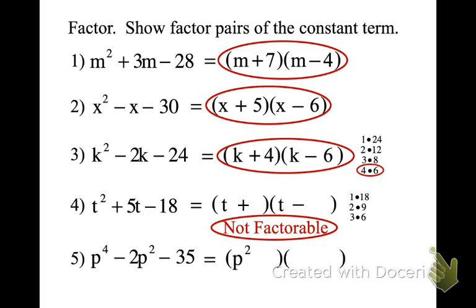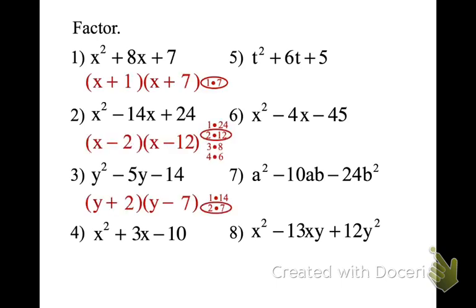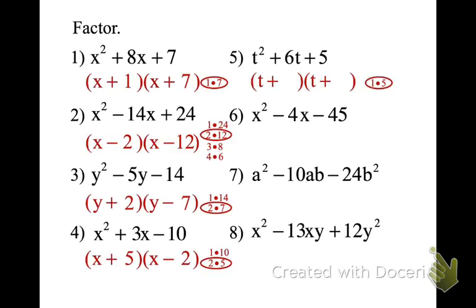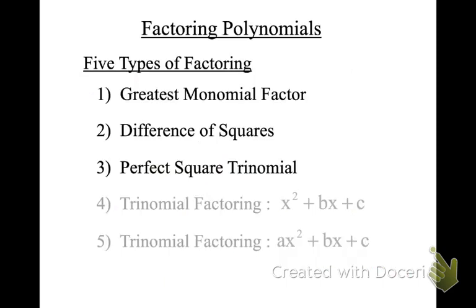Okay, so we call this trinomial factoring, just general factoring. If you go to your list, here's our list of things we've learned. It's number 4. It's called trinomial factoring. I would like you to add when a equals 1. Trinomial factoring when a equals 1.